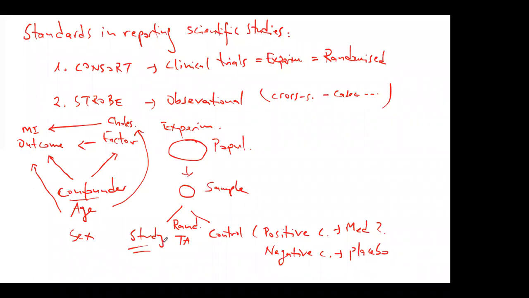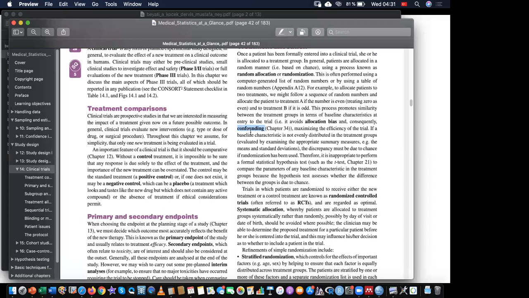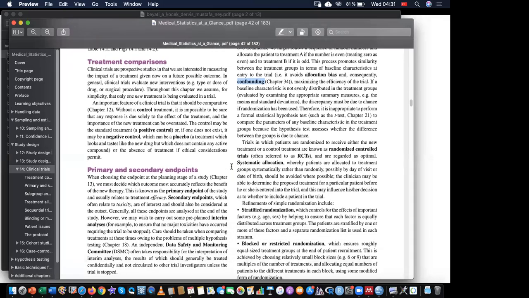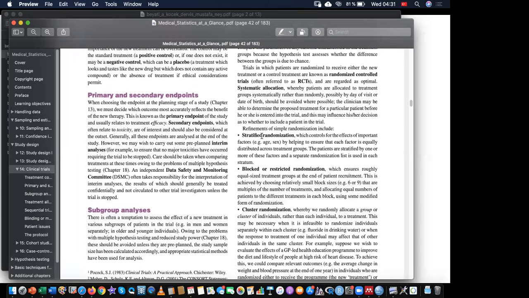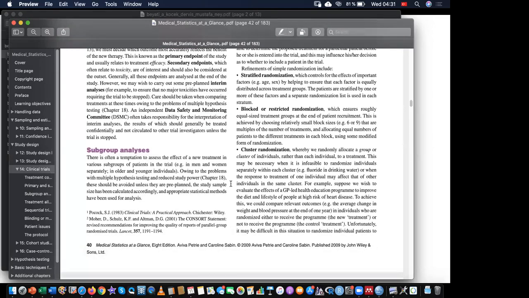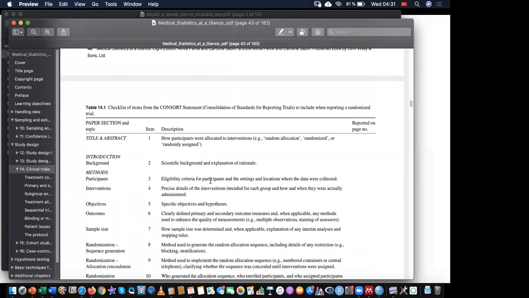Therefore, if your groups are not equal concerning age or sex, and you make a comparison and you claim that, okay, cholesterol is not related, or it is related, or this medication is superior to the other one, we cannot accept your conclusions. A careful reader will tell you, okay, you found something, but you have confounders, therefore your study is not reliable. And yes, this randomization can be done in different methods. I will not go through it.